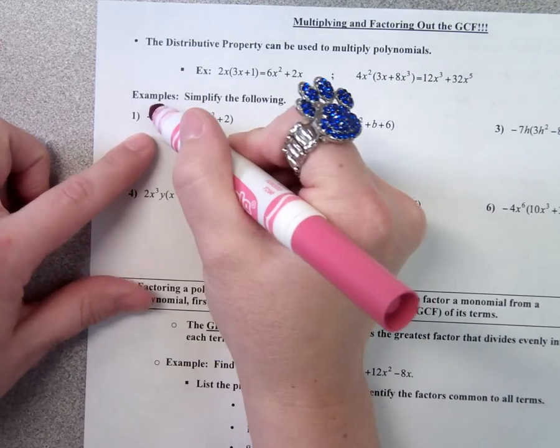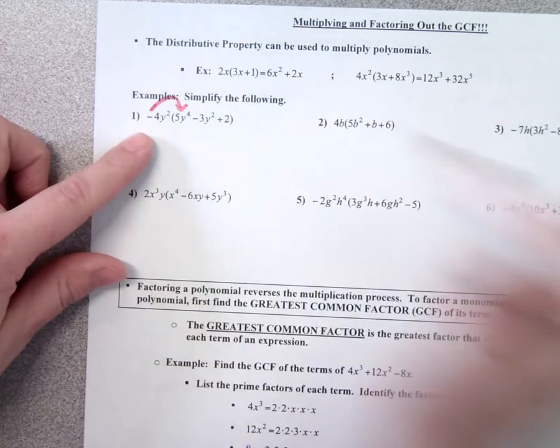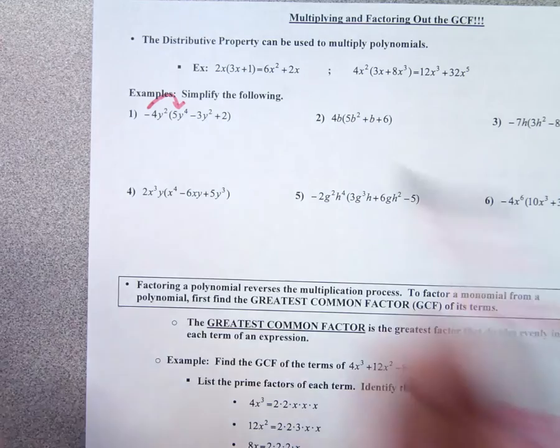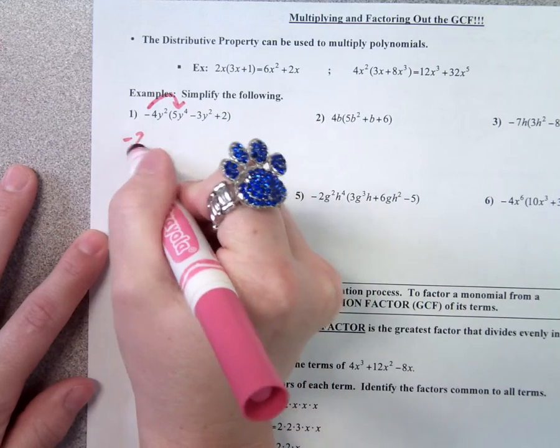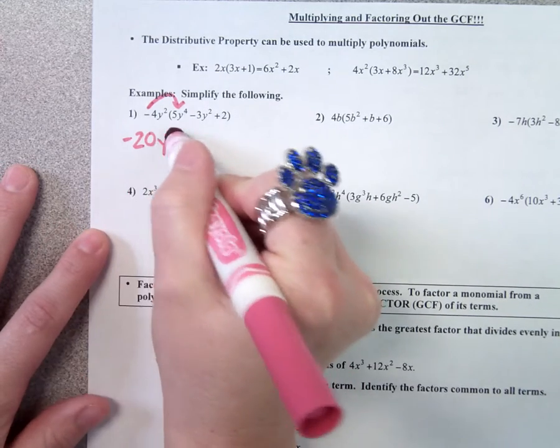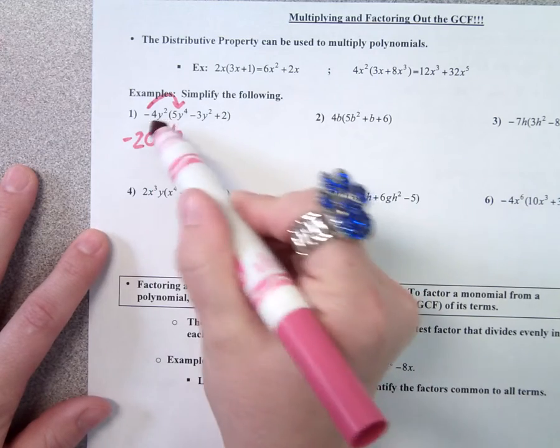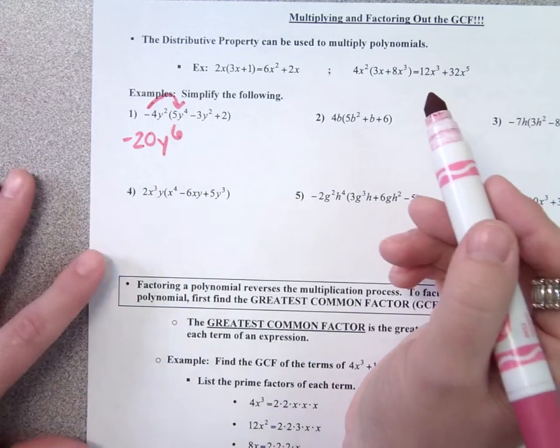Okay, on this one I need to distribute. Do you know what I would get if I took negative 4y squared times 5y to the fourth? Negative 20y to the sixth. Yes, negative 20y to the sixth. You add the exponents when you multiply the same variable or the same base.